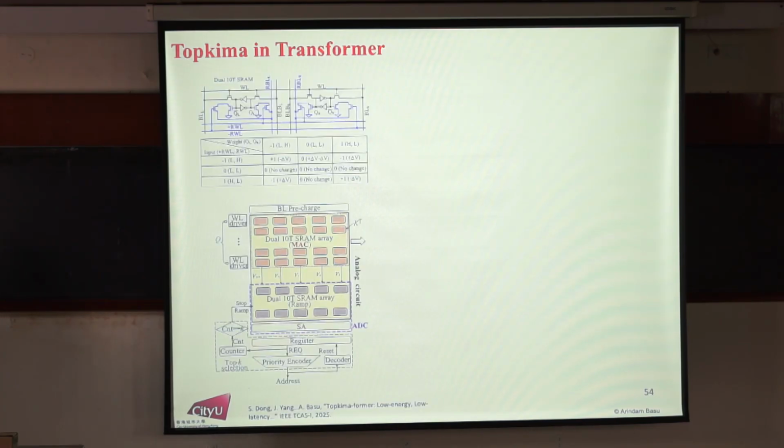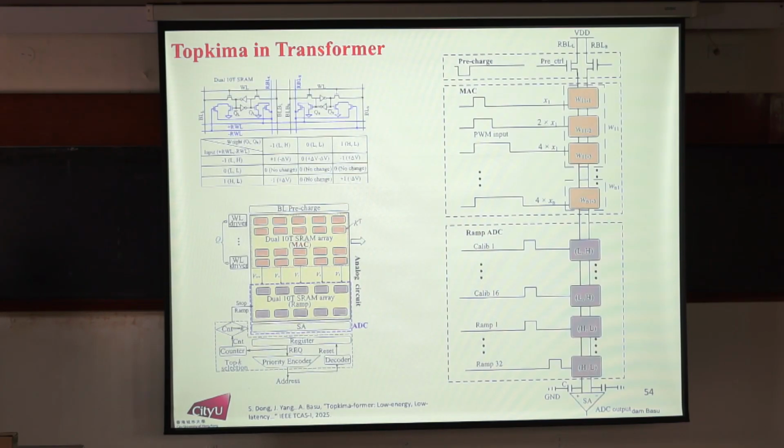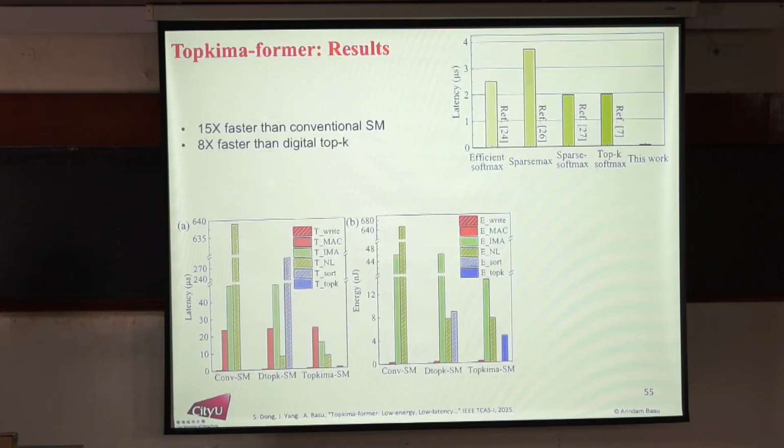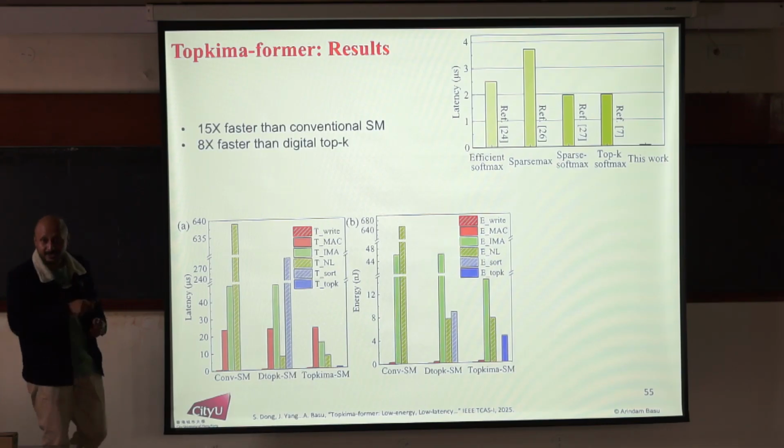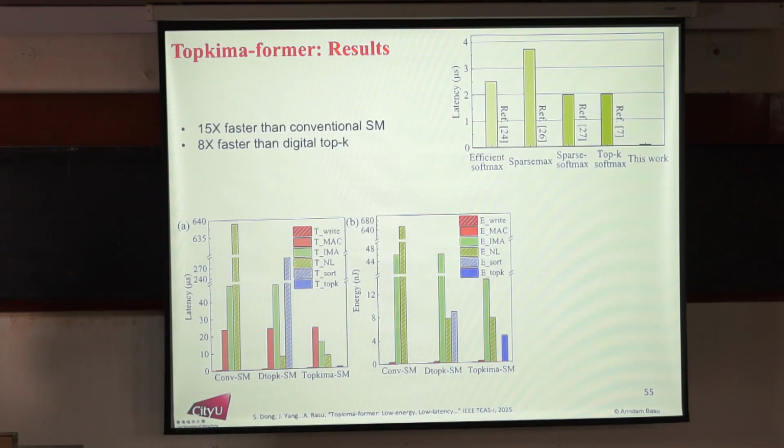I think I don't have time to do more, so let me just skip this. Again, this is a paper in TCAS-I. We can take a look. And you have a lot of different comparisons. So our architecture is super good compared to all other methods of doing softmax. Orders of magnitude better. Orders of magnitude. Okay, so this is really, really good.